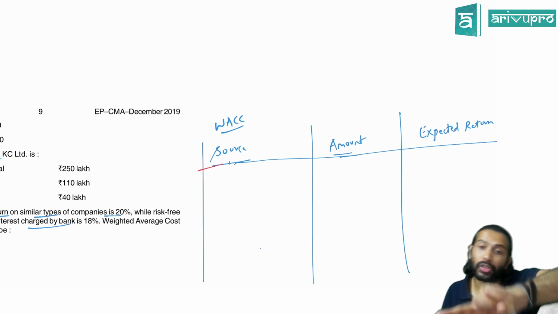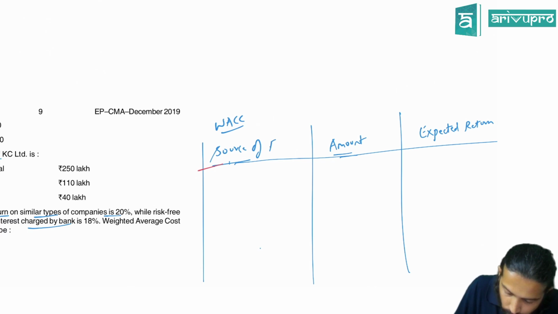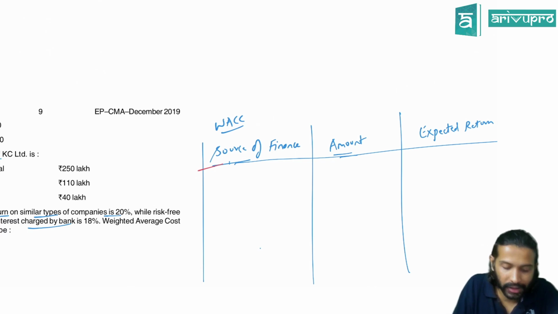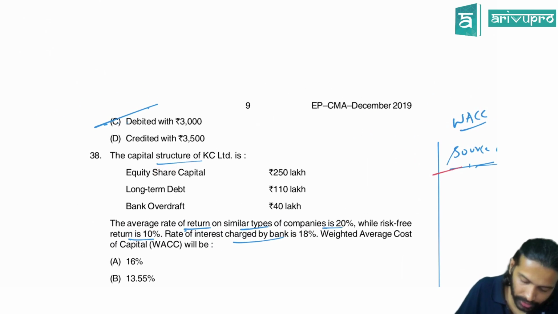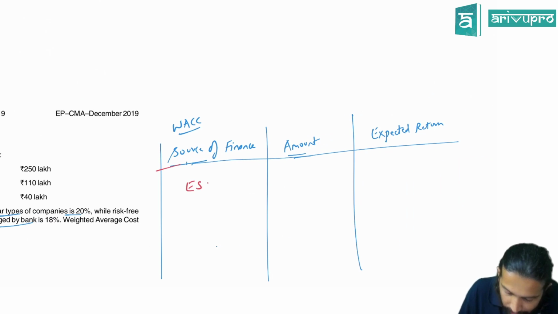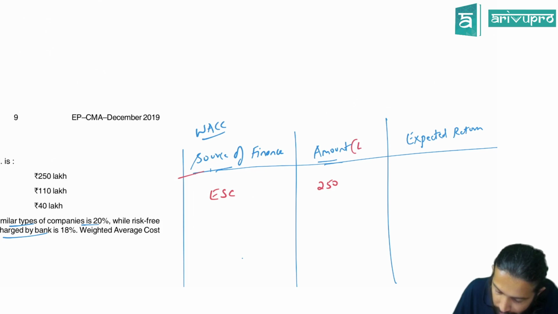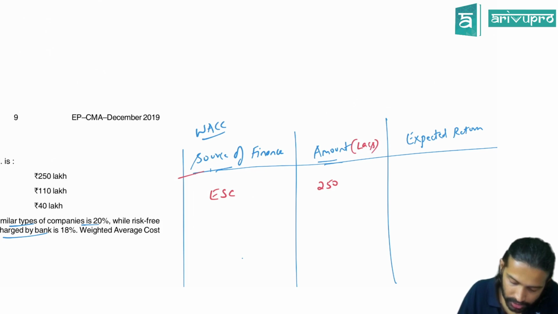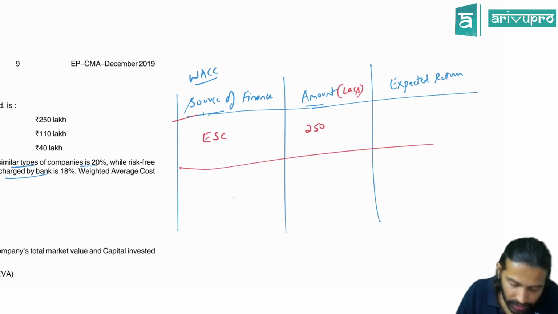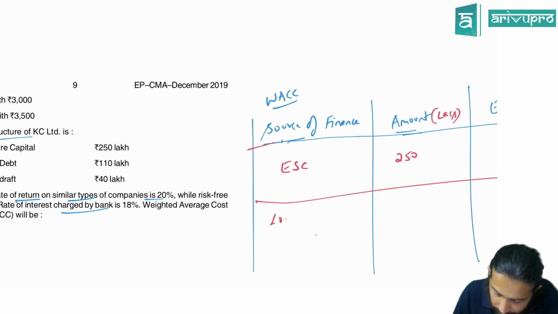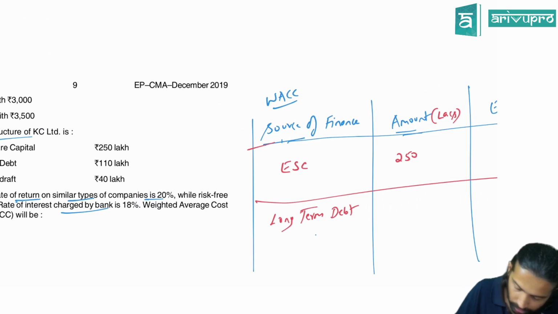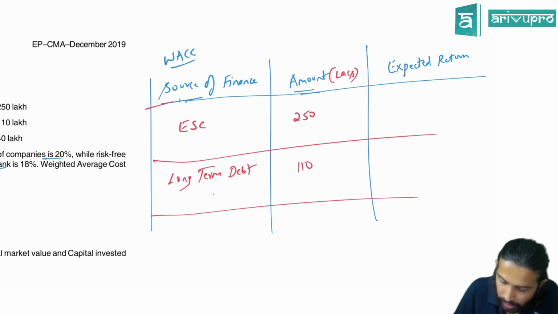Economic value added considers all sources of finance. From where and all has the company raised money? Under three sources. First source is equity share capital. I'll write that as ESC. How much is equity share capital? 250 lakhs. All the numbers are in lakhs, so I'll write as lakhs. Next, the company has taken a long-term debt. That is also another type of finance, right? How much is long-term debt? 110 lakhs. So I'm just writing 110.